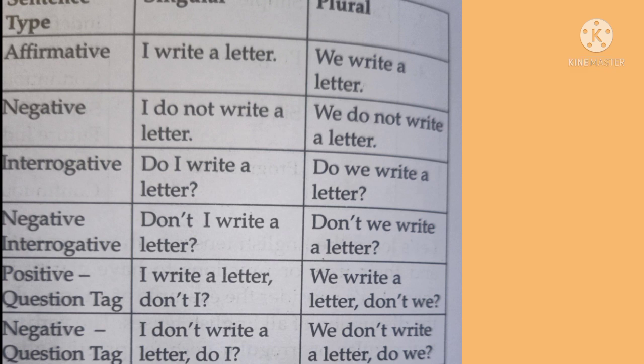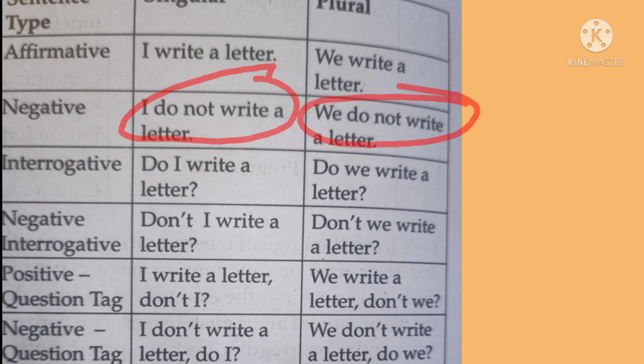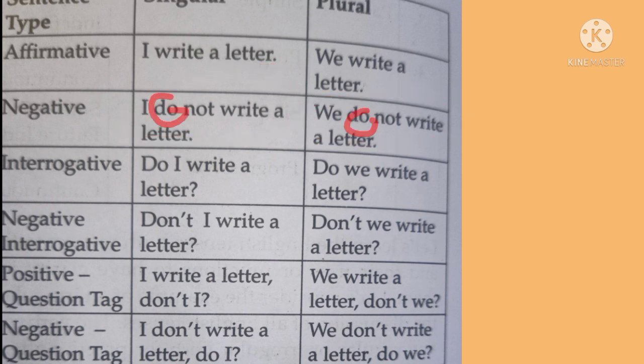In the rest of the sentences, for example, in negative, I do not write a letter or we do not write a letter, tense is indicated by do. In interrogative sentence, do I write a letter or do we write a letter, the tense is again indicated by the auxiliary verb do. In negative interrogative sentence, don't I write a letter or don't we write a letter, tense is again indicated by do not. In the example, I write a letter, don't I, or we write a letter, don't we, the tense is indicated by don't.